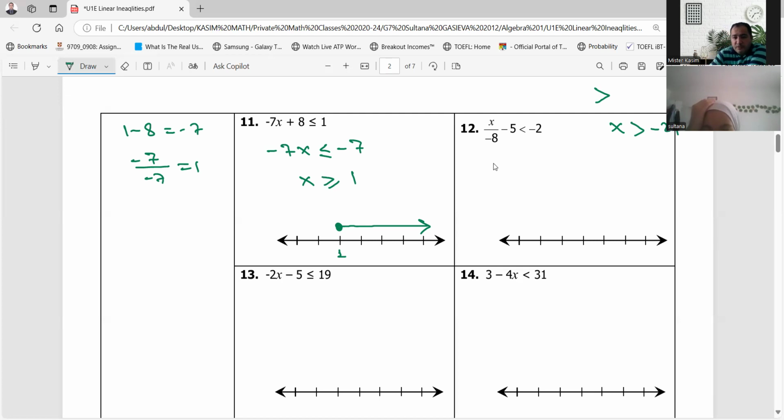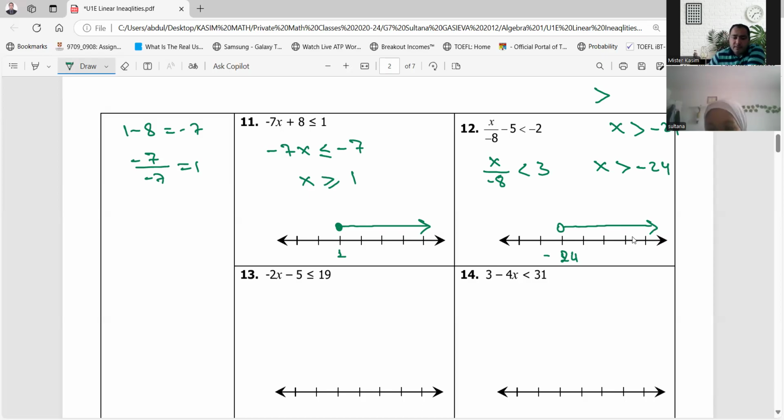Very good. So first you move -5 to the right-hand side. x divided by -8 is less than -2 plus 5. It is 3. And now we multiply by -8. That's why we reverse, right? Greater than -24. That's it. Suppose that -24 is here. It is open, right? Not inclusive. Greater means to the right, right?